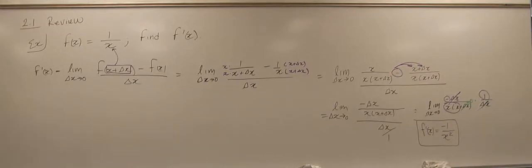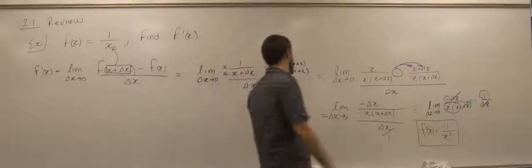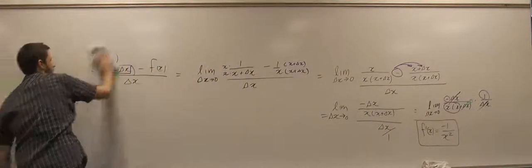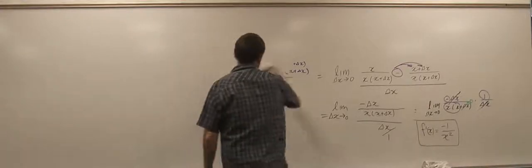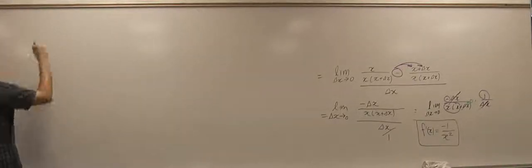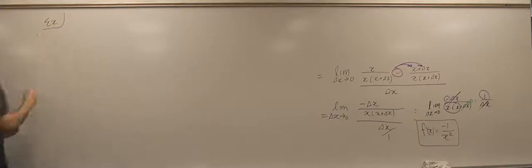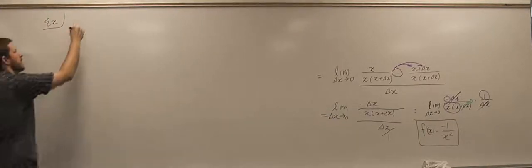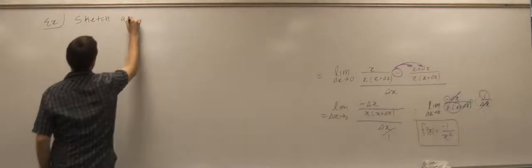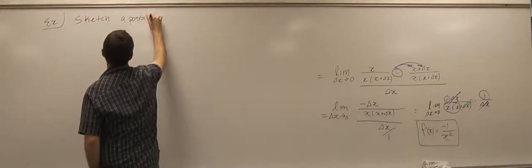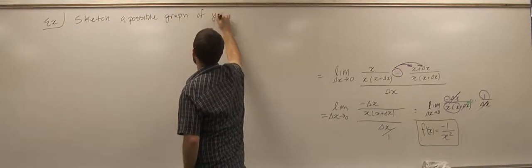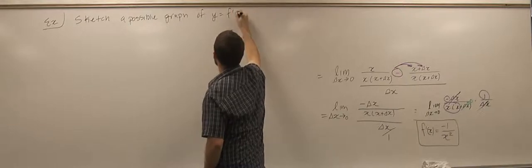Now, the other thing I wanted to review was graphs. More specifically, how the graph of the derivative and the graph of the original function relate. So, here's an example. Sketch a possible graph of y equals f prime of x.